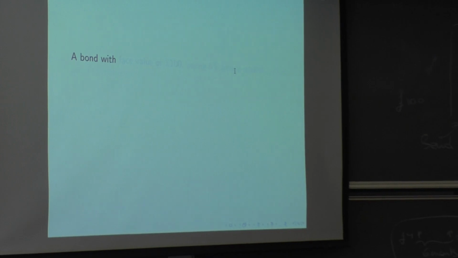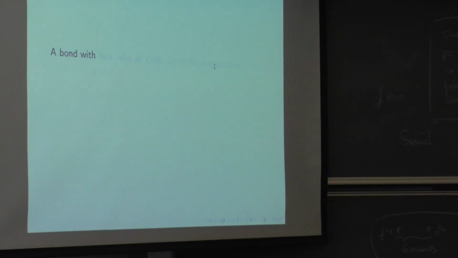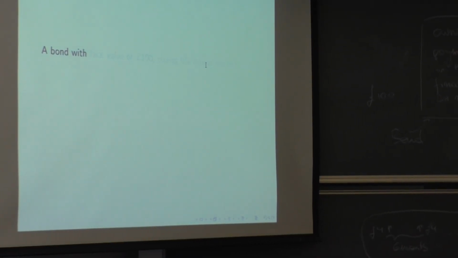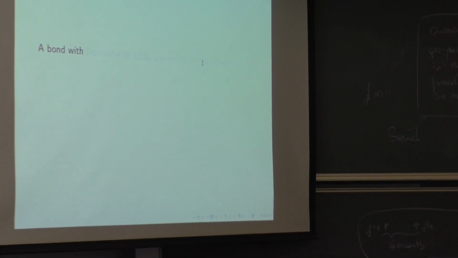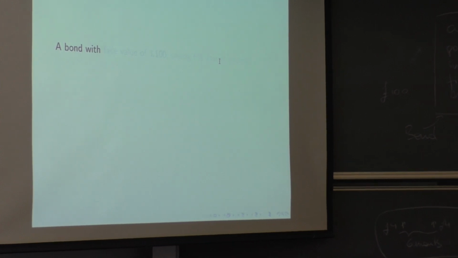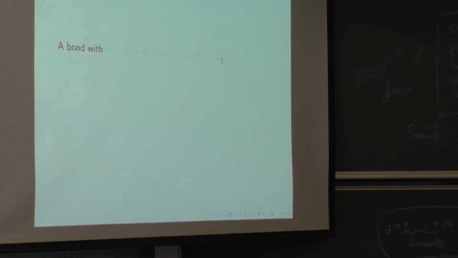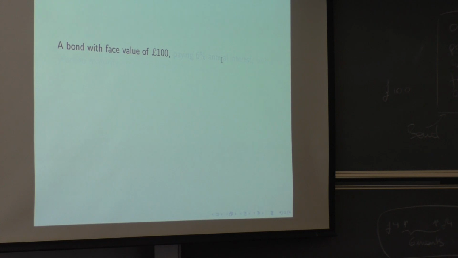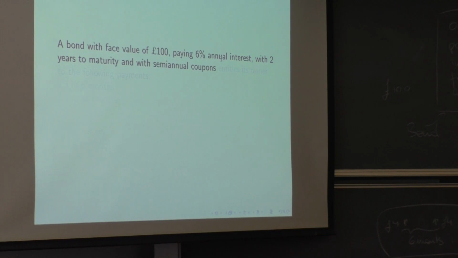Suppose that I come to you and I say, I'm talking about a bond. Is there a question about anything? Suppose that I'm telling you about a bond which has a face value of £100. I tell you that it pays 6% annual interest, and it has 2 years to maturity, and its coupons are semi-annual, half-yearly. So you get a coupon payment every 6 months. What is this bond going to do for you?